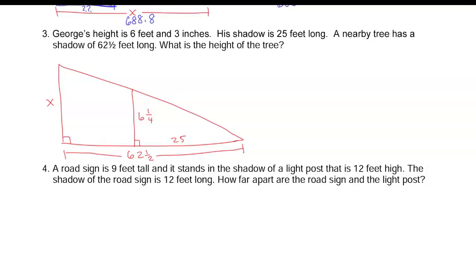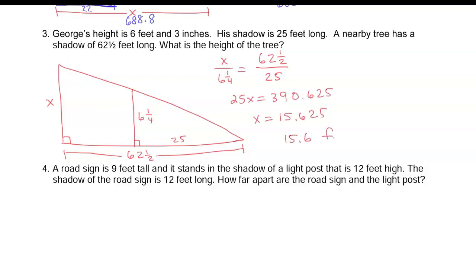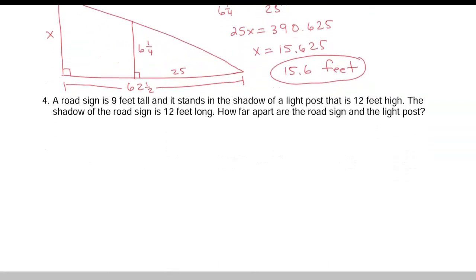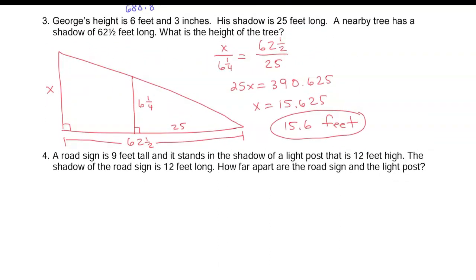So I'll do the same setup where I put height of the tree over height of the person equals shadow of the tree over shadow of the person. And the graphing calculator is helpful here, or you could just put it into decimal form. So I'm going to cross multiply. So we can round to the nearest tenths place, 15.6 feet. Number 4.